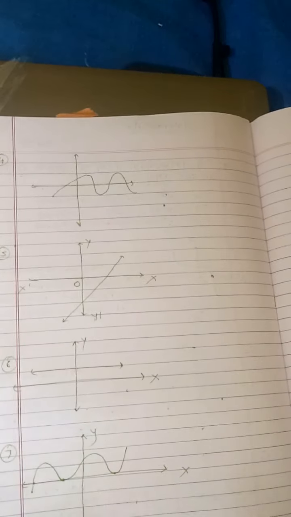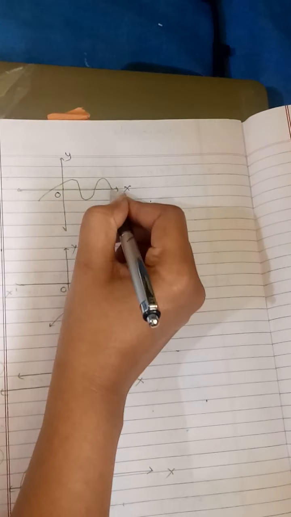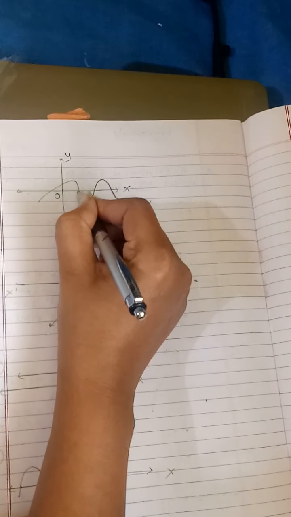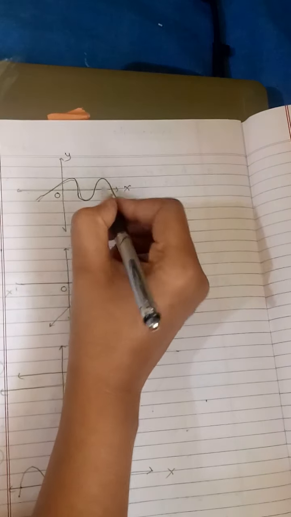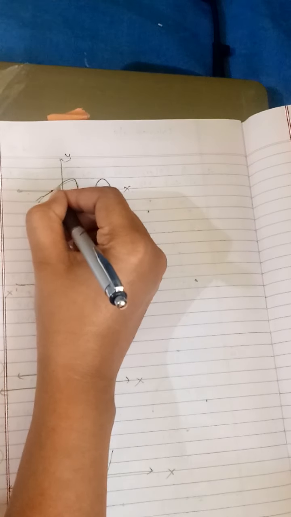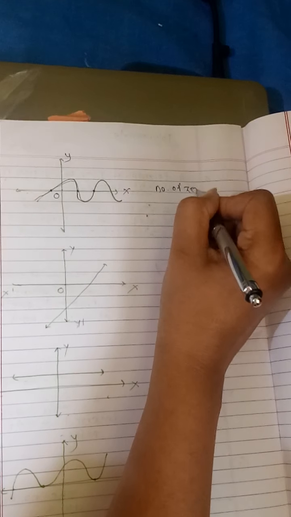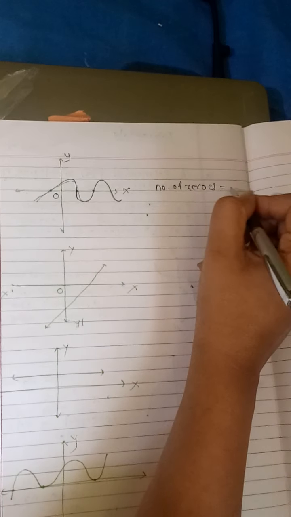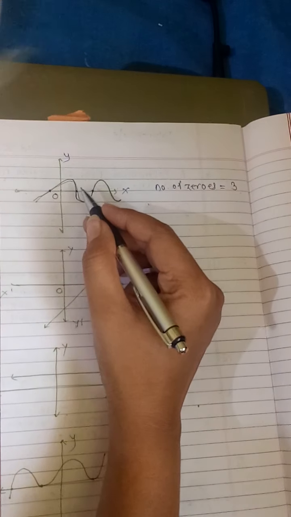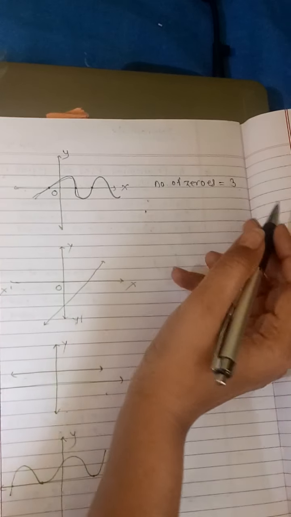Example number 4. X-axis, y-axis, origin O. This curve intersects the x-axis at 3 points: first point, second point, third. So the number of zeros is 3.